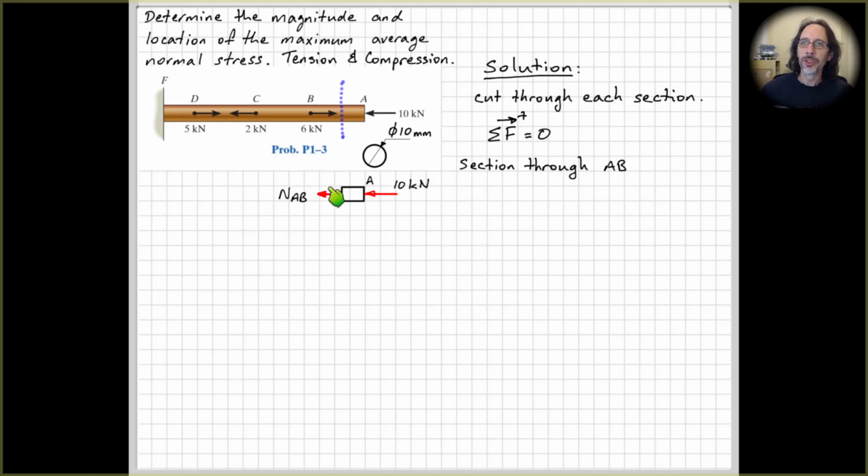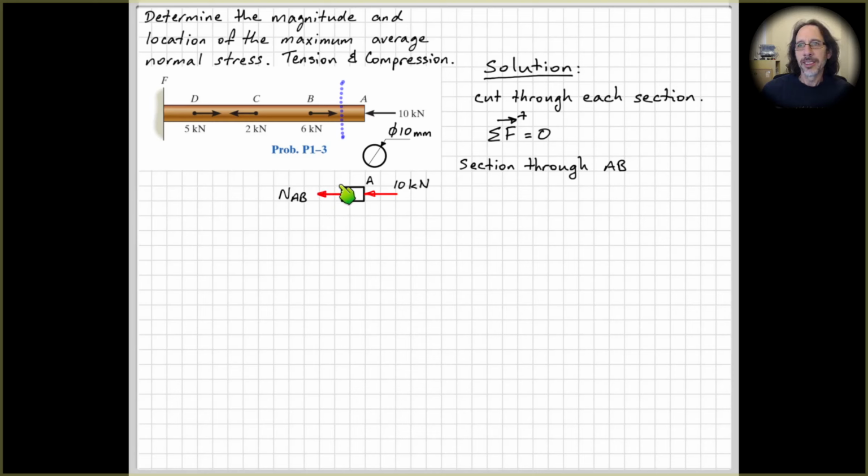So why have I drawn it to the left? I do this because we make the assumption that the internal action is positive, or in tension, and then if we get a negative answer, that tells us that it's in compression. So we draw the arrow acting away from the section of interest, indicating tension. If we get a negative answer, that shows us it's in compression.